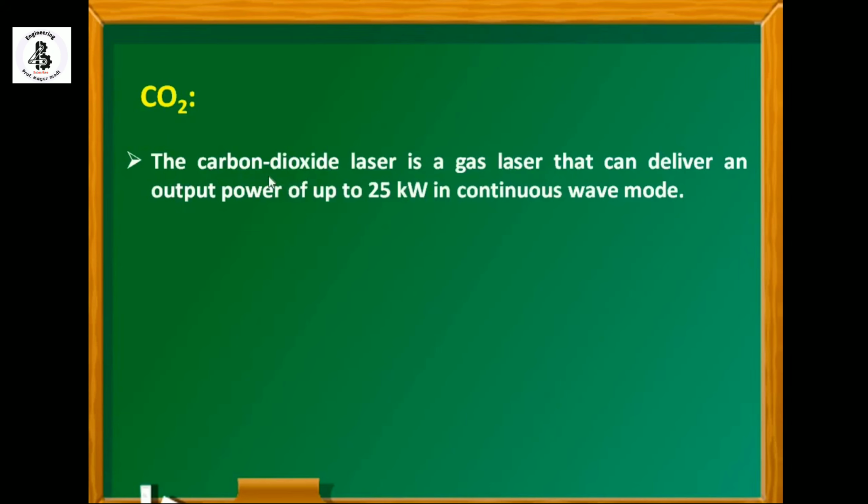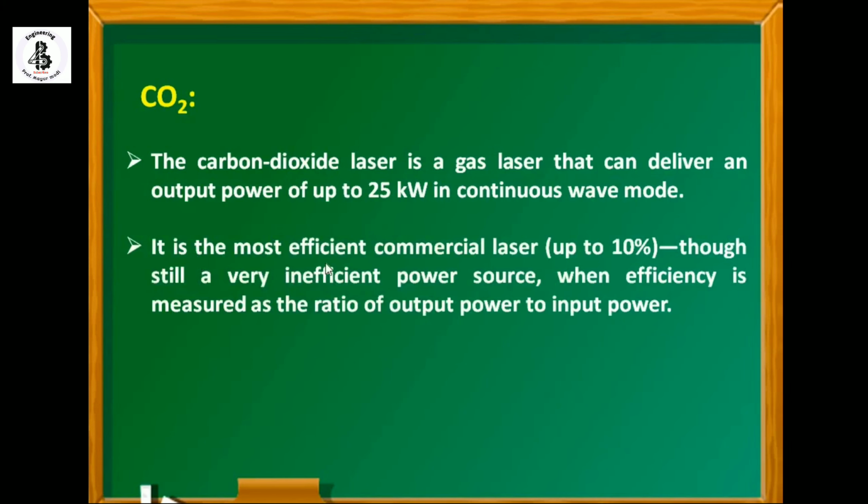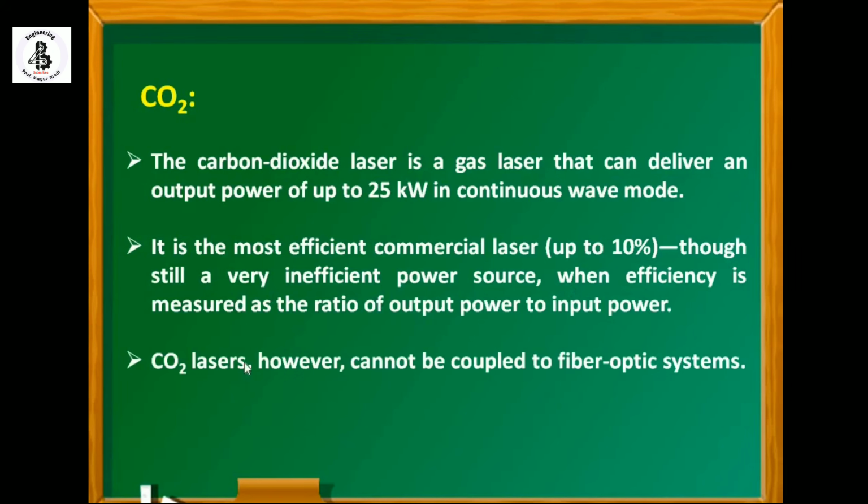The carbon dioxide laser is a gas laser that can deliver an output power of up to 25 kilowatts in continuous wave mode. It is the most efficient commercial laser, up to 10%, though still a very inefficient power source when efficiency is measured as a ratio of output power to input power. CO2 lasers, however, cannot be coupled to a fiber optic system.